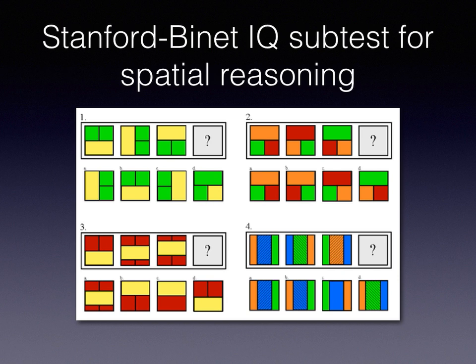It looks like you can't pick this thing up. It's on the screen. You have to mentally imagine what these things would look like as you turn them in different orientations. That's from part of an IQ test called the Stanford-Binet, and it measures spatial reasoning.